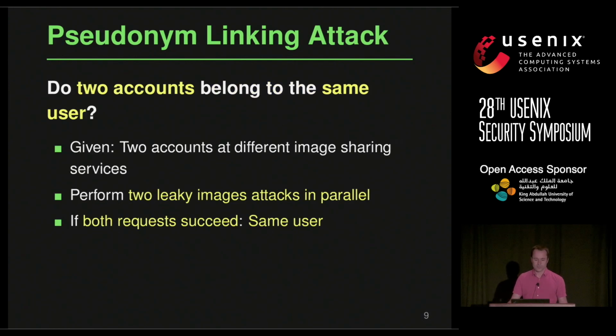Another extension of this leaky images attack is to use it for linking pseudonyms. So here the idea is that there are 2 accounts that belong to 2 different image sharing services, and you want to know whether these 2 accounts belong to the same user. And what you can do here is to basically perform 2 leaky images attacks in parallel. So you share with each of these accounts 1 image, and then request both of these images on your website. And if you see that both of these requests succeed, then you know that the person who has visited this website has actually both accounts, and you know that they belong to the same person.